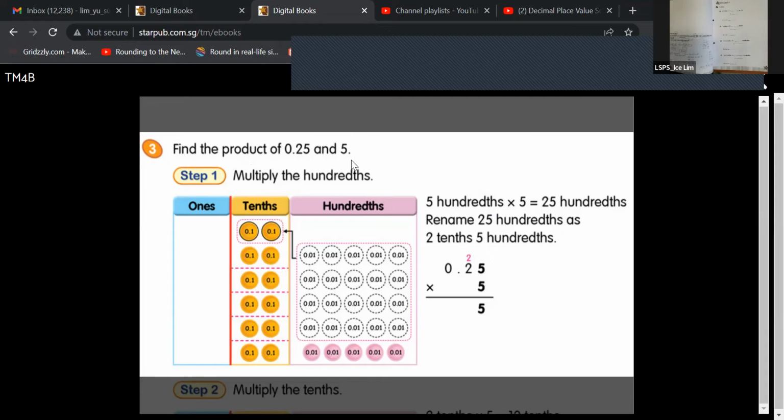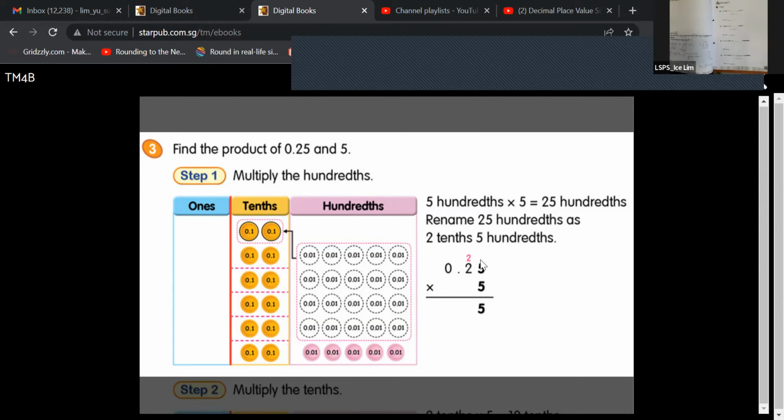Now, the same idea goes if I were to multiply 0.25 with 5. So the question here states, find the product of 0.25 and 5. Now, the term product is nothing new, right? We already know this, right? Yes. So the product of 0.25 and 5 is the same term that we are learning for multiplication. However, this time around we are looking at 0.25 times 5. It goes through step by step.